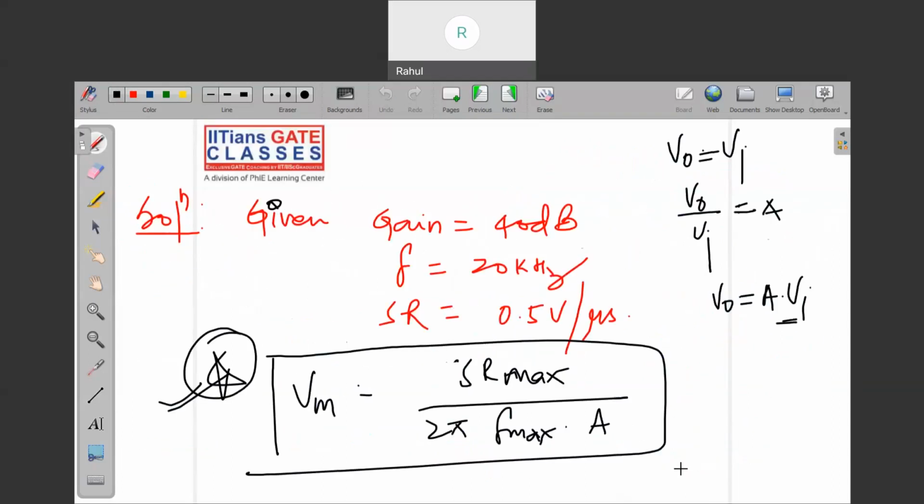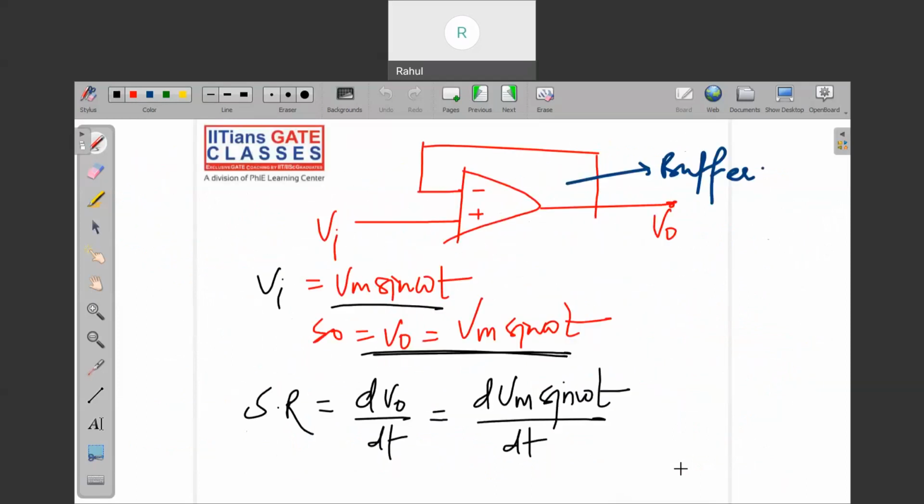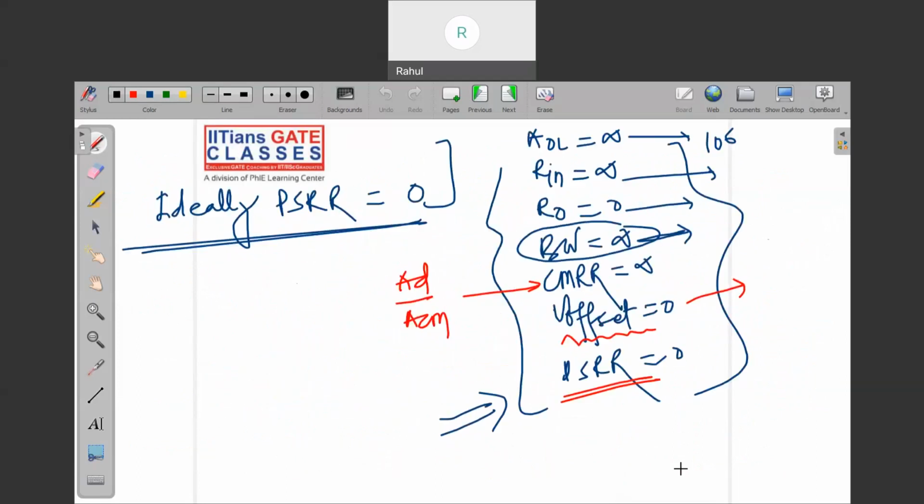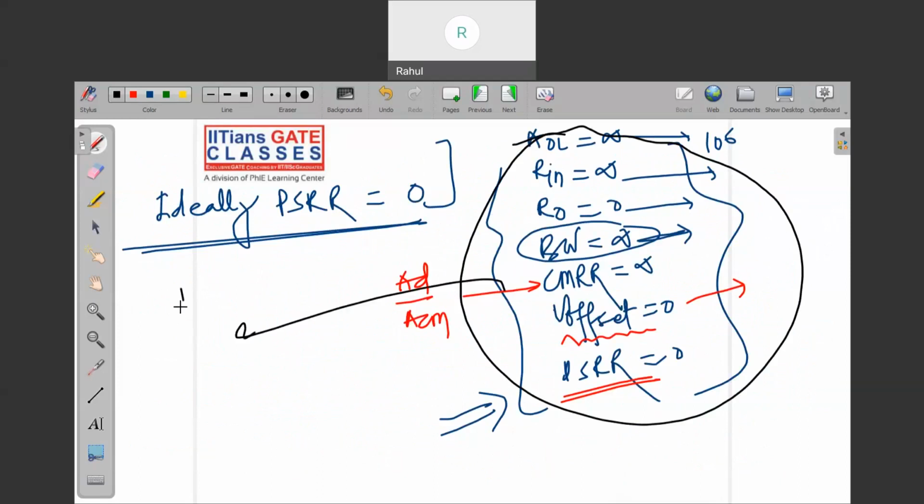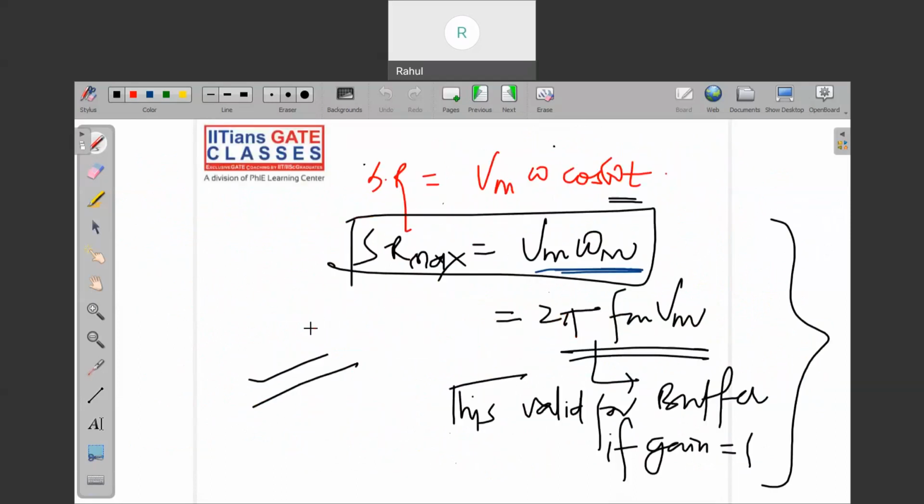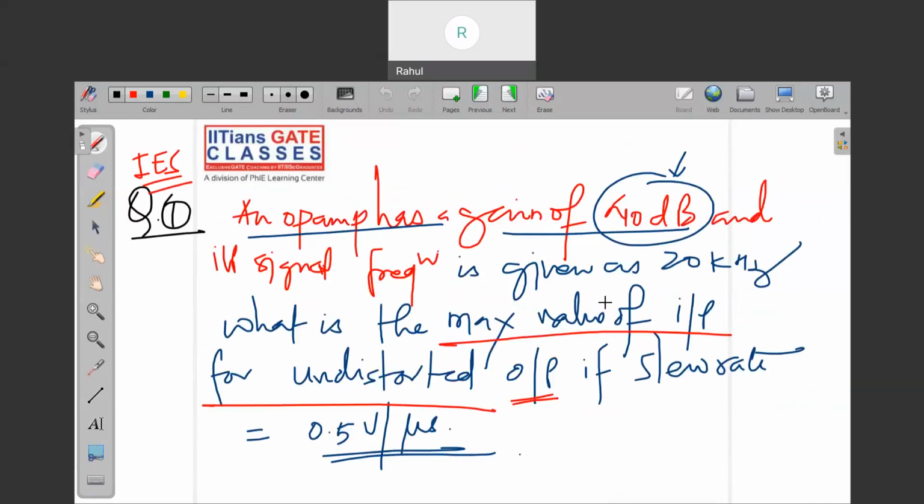So today I discussed these things. Slew rate is very, very important, and the calculation of slew rate. This is the requirement for an ideal op-amp. You have to keep this in mind. And please correct this, we made a mistake here because of the next slide.